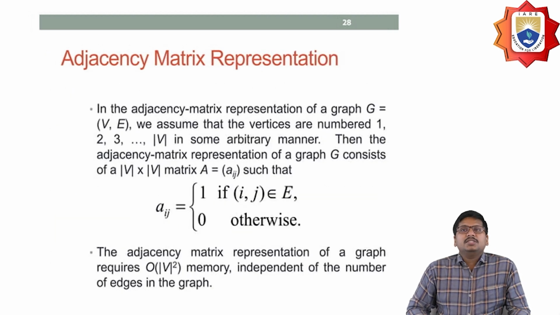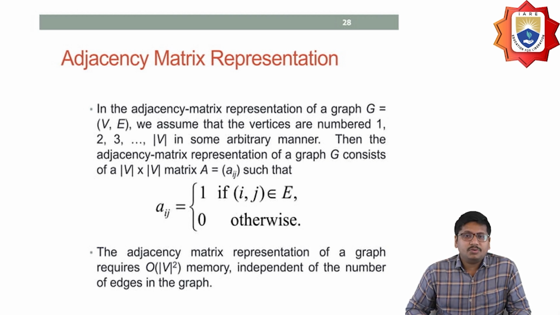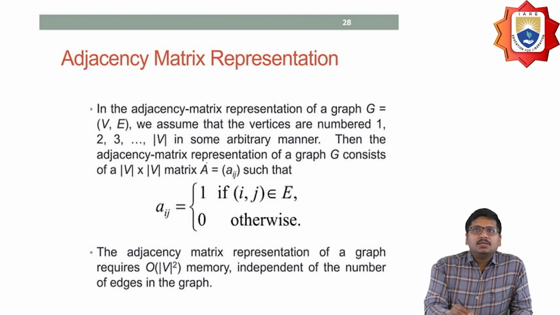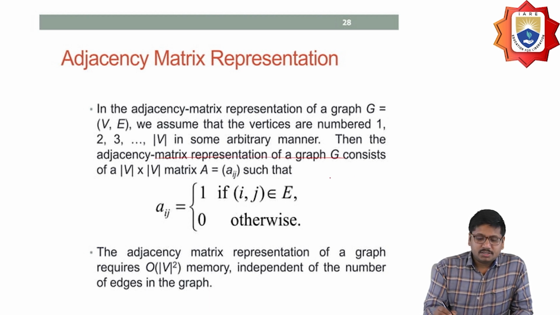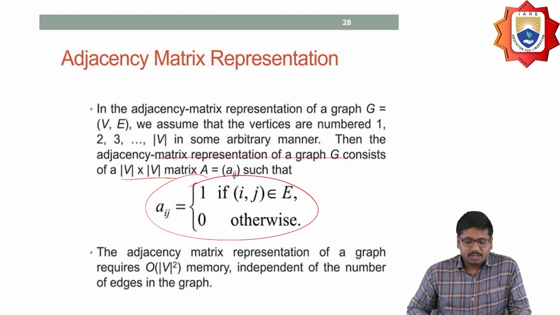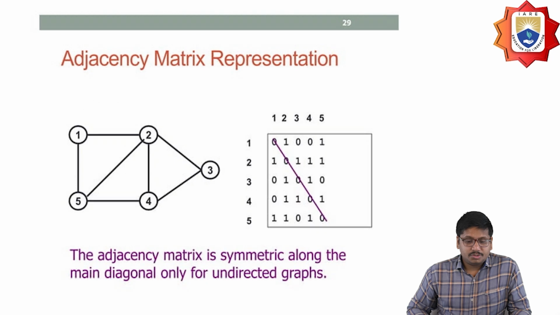And next one is the adjacency matrix representation. So in this adjacency matrix representation, we have to assume the vertices are numbered from 1 to n in an arbitrary manner, such that the adjacency list of the graph is considered as the address of AV. The adjacency matrix of the graph G consists of a V by V matrix. So it is going to be filled with ones and zeros: one if and only if there is an edge connecting between them. Otherwise, it should be zero.